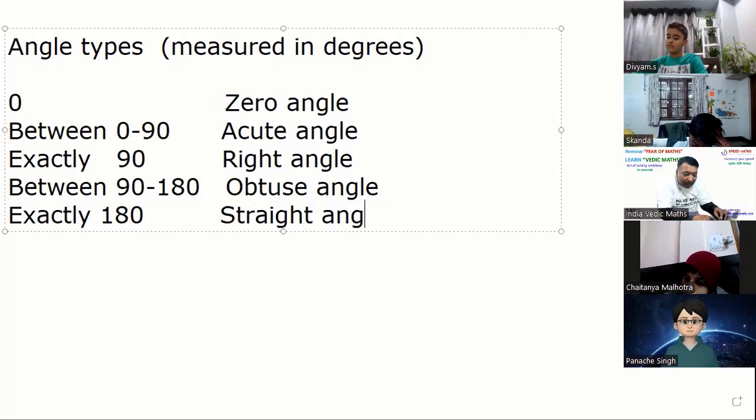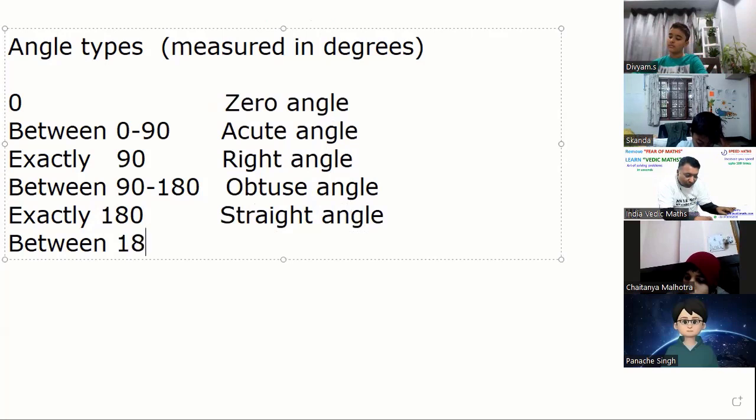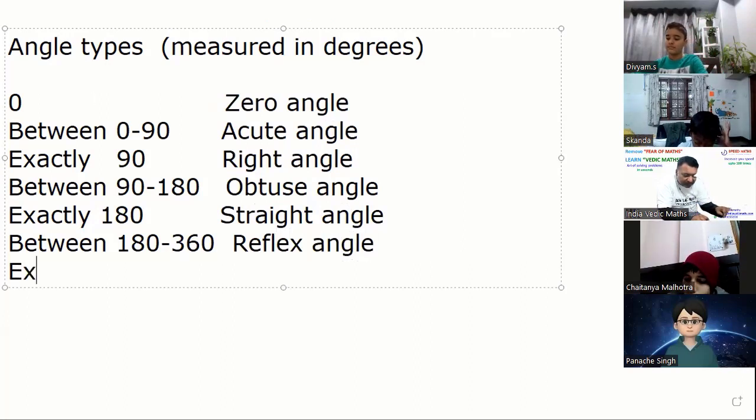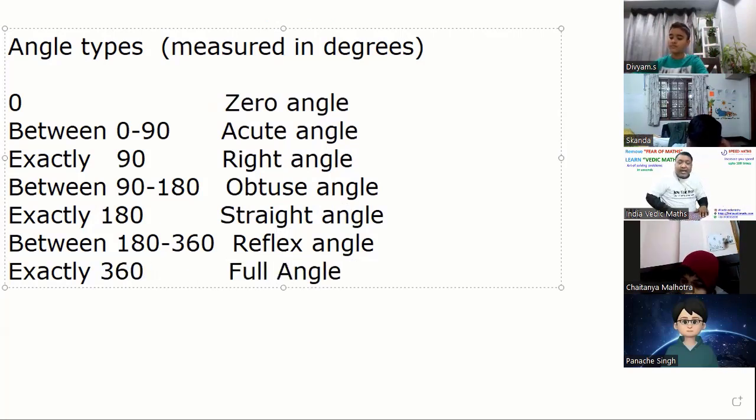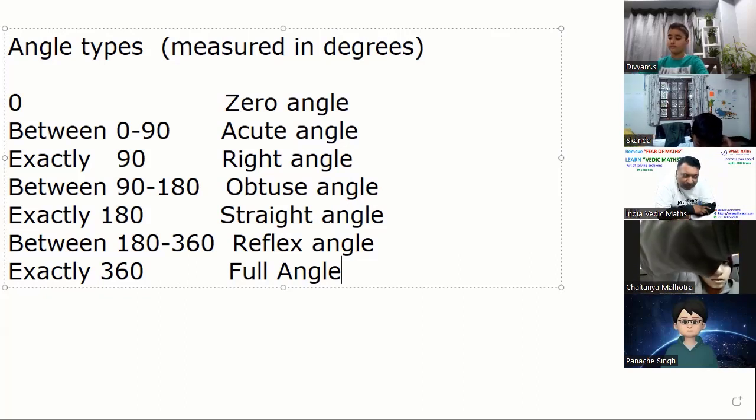And if the angle is between 180 and 360, you call it a reflex angle. And when it is exactly 360 degrees, you call it a full angle or complete angle. These are the only types, and all others are modified versions of these. 0 degrees, between 0 and 90, 90 to 180, 180 to 360.